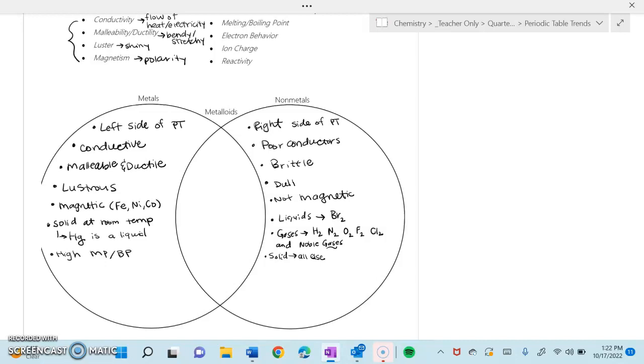The reason for this varied state at room temperature is because they have a relatively low melting point and boiling point for nonmetals. So more frequently we'll find them at room temperature as liquids or gases.